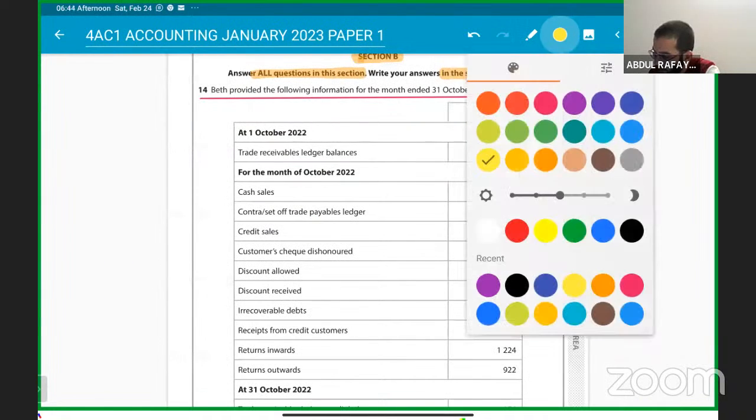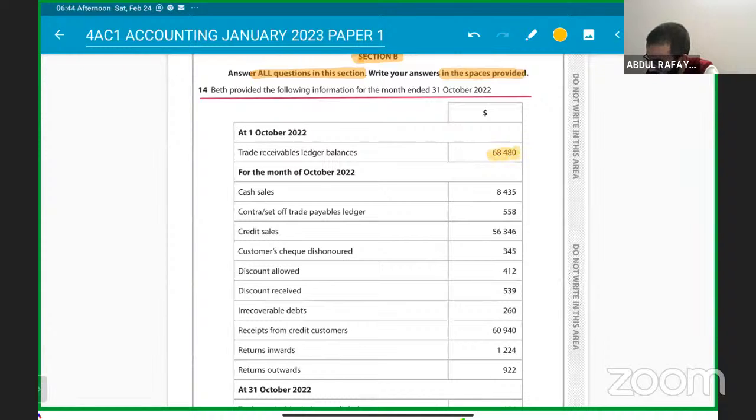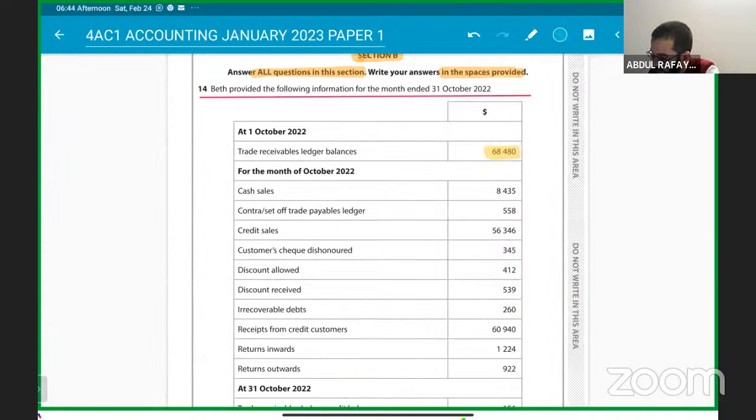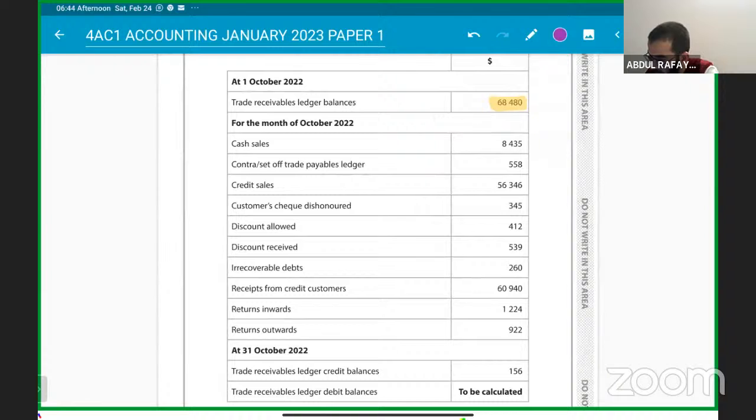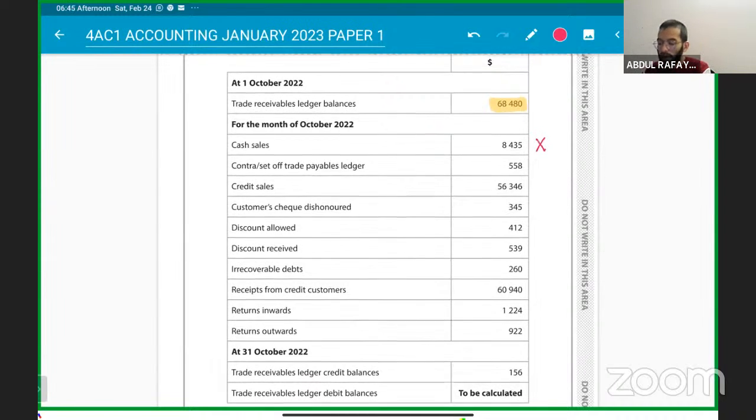Now you need to be careful which items you have to take and which items you have to ignore, it is very important here. So let's talk about them in detail. Always remember, as I mentioned, cash sales never come. Cash sales, you have to ignore it. Cash sales never come in the control accounts because this account is only made for the credit transactions. Okay. This account is only made for the credit transactions.